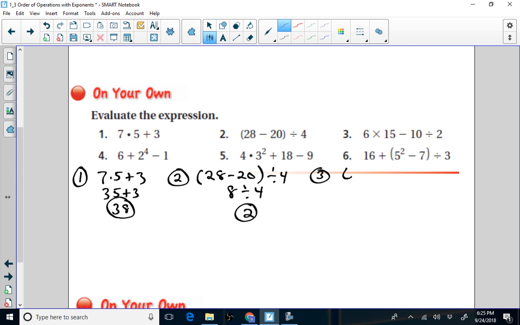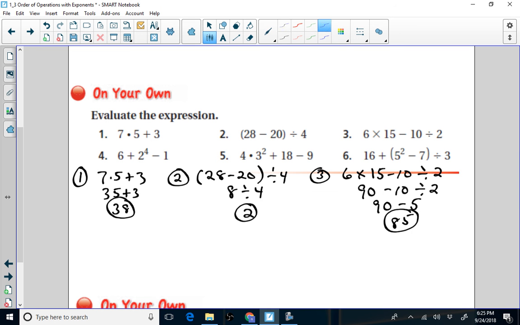Problem 3. We have 6 times 15 minus 10 divided by 2. All right, I don't see any parentheses and I don't see any exponents. So I go right to my multiplication and division step. Multiplication has to be done before division. So 6 times 15, well, that's going to be 90, minus 10 divided by 2. Next step has to be your division step. So that's 90 minus 10 divided by 2 is 5. 90 minus 5 should be 85.